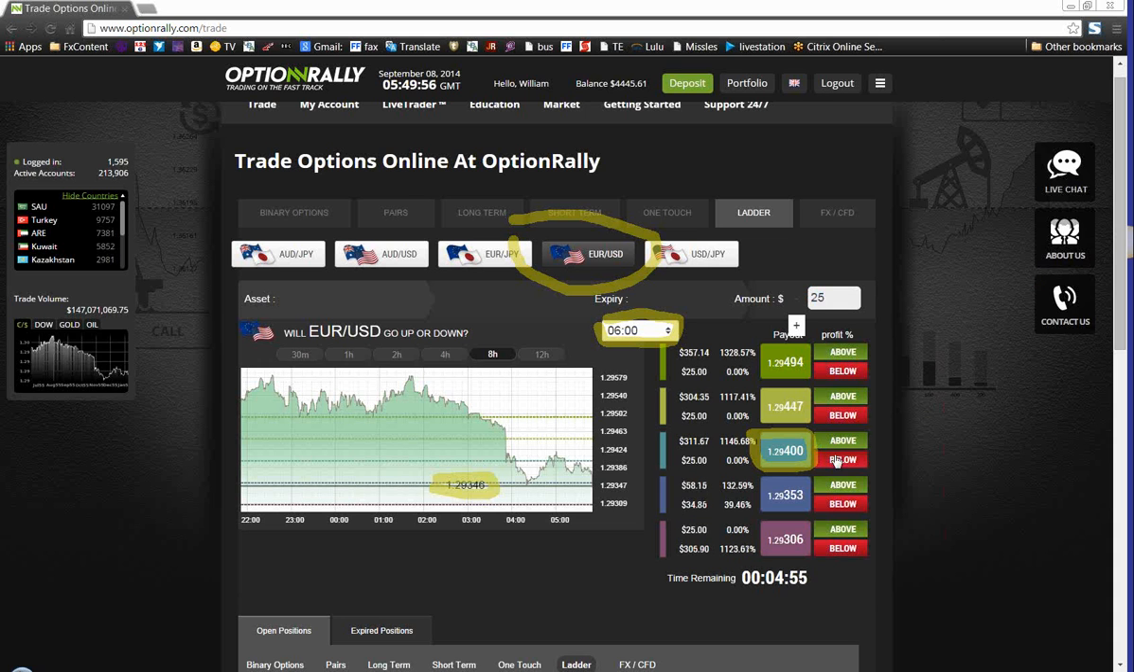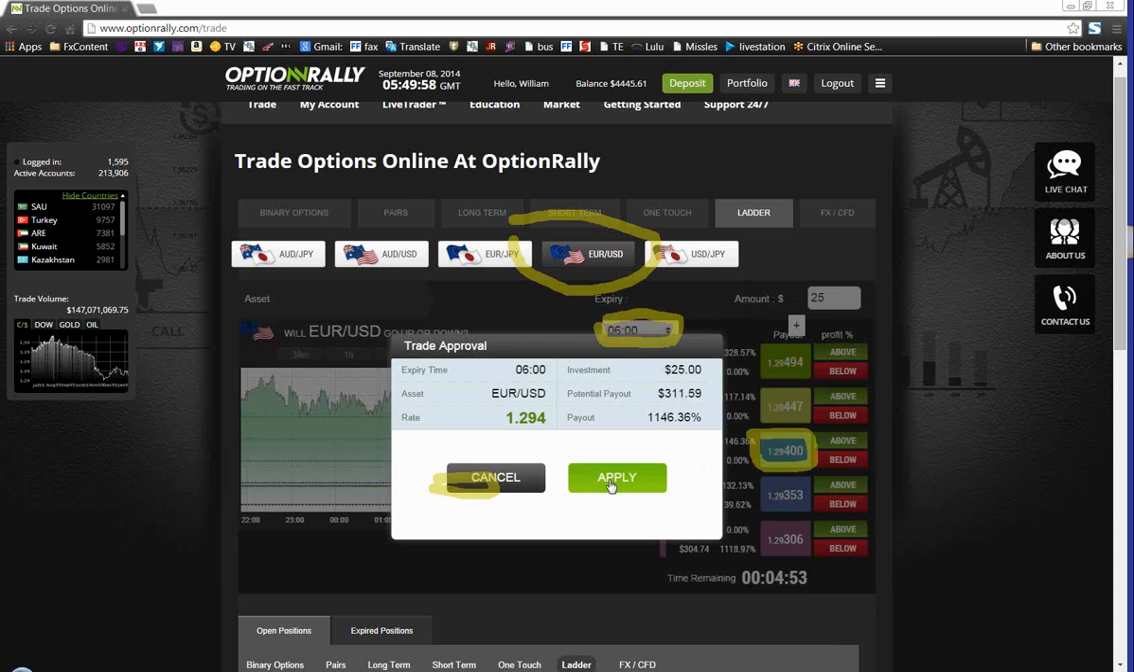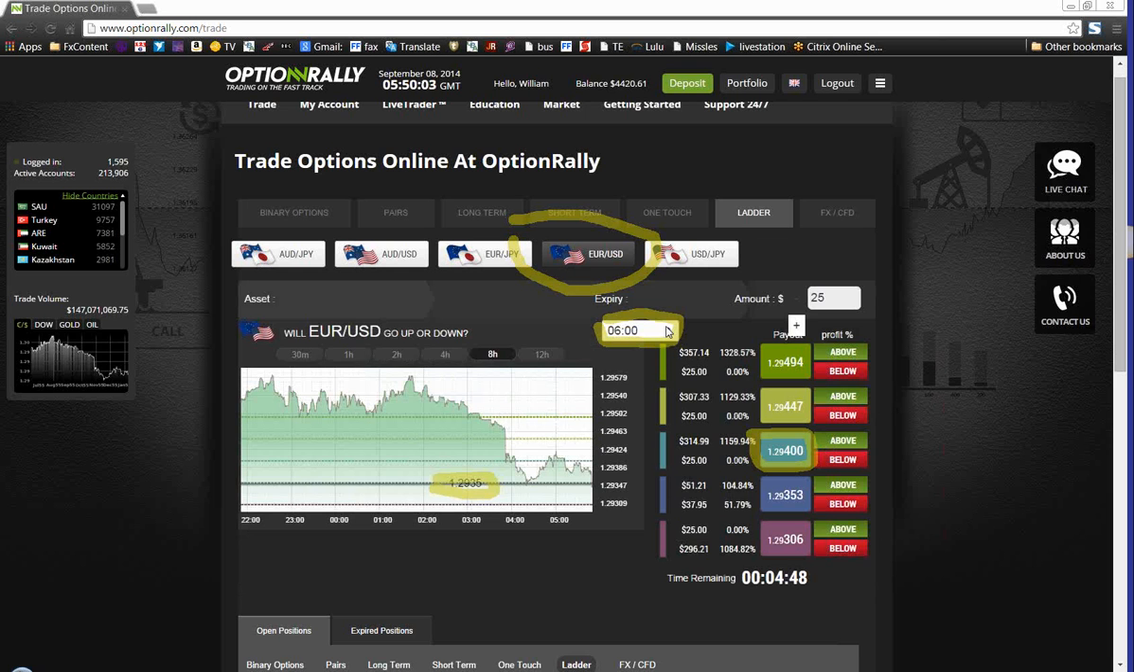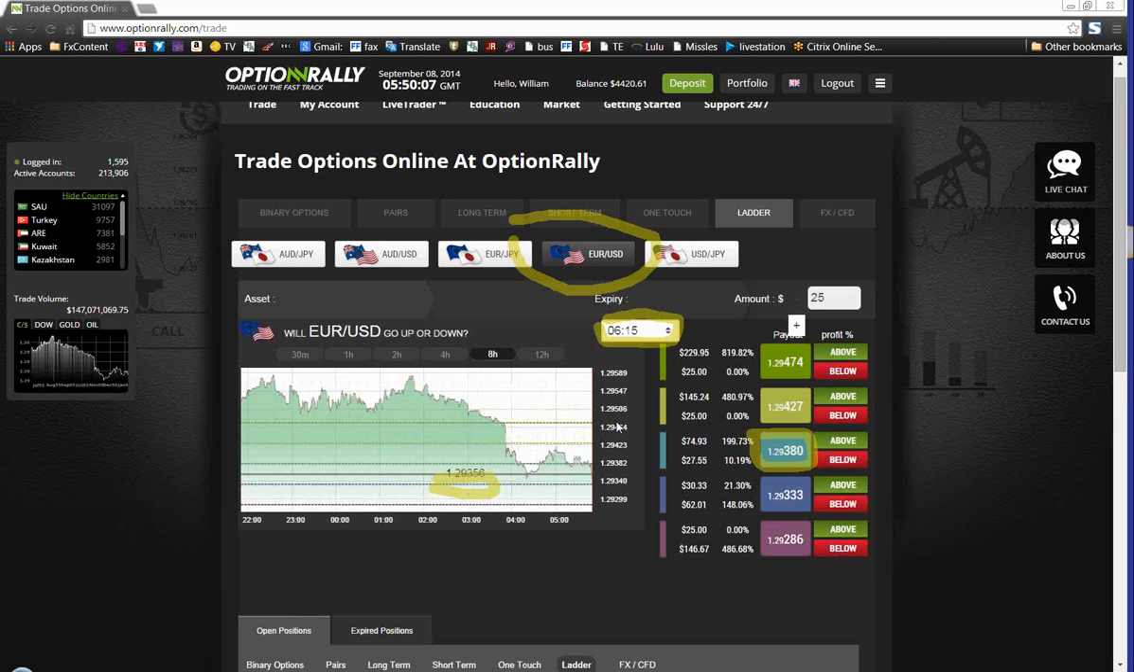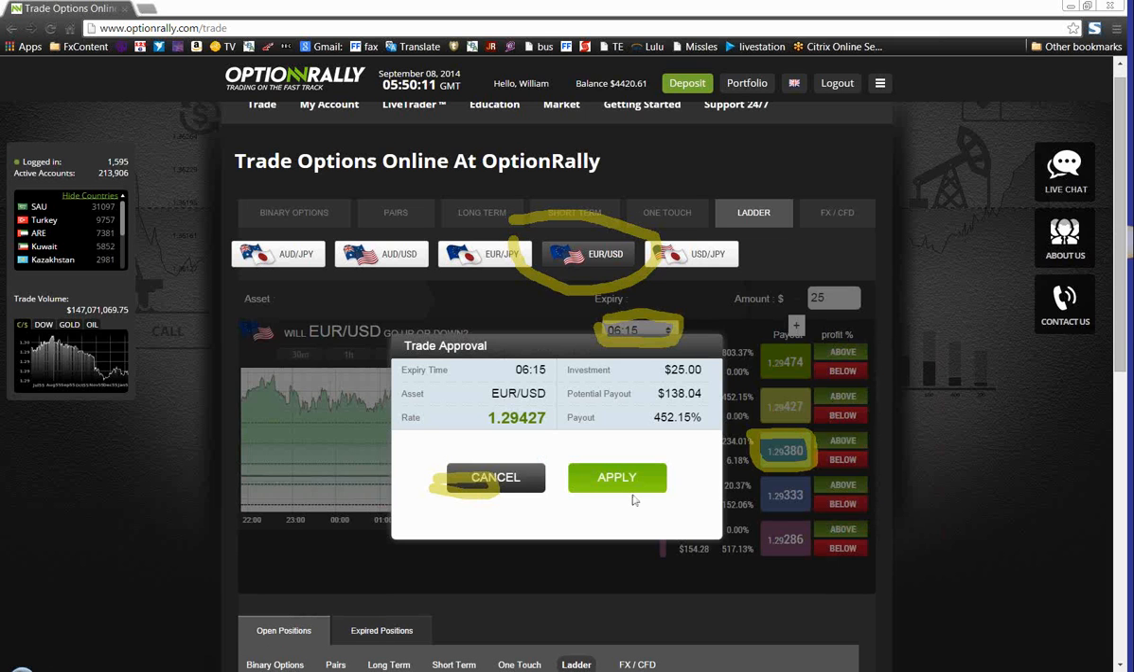Let's stay with 25. And we think it's going to go above. We're going to click on Approve and Apply. We think it's going to continue going up slowly throughout the day, so we're going to change our expiry to the next expiry. We're going to take the 0615 side, and we're going to say it's going to go up above even this at that next expiry.